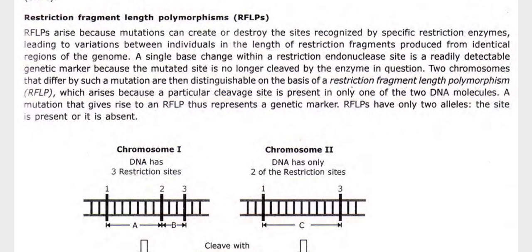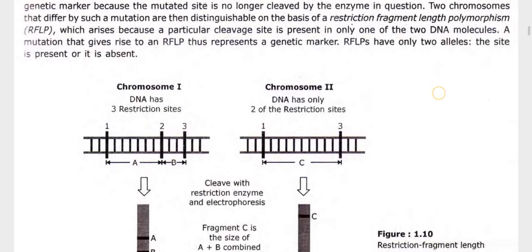Two chromosomes that differ by such a mutation are then distinguished on the basis of restriction fragment length polymorphism, which arises because a particular cleavage site is present in only one of the 2 DNA molecules. A mutation that gives rise to an RFLP thus represents a genetic marker. RFLPs have only 2 alleles. The site is present or it is absent.